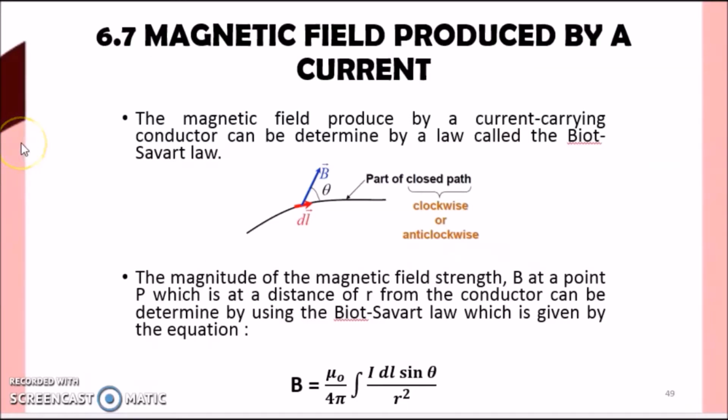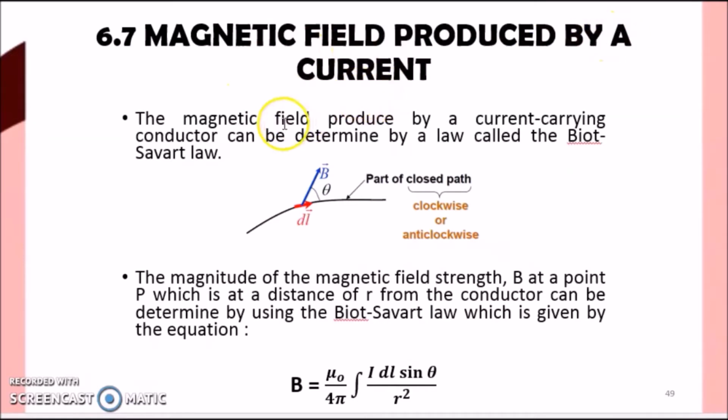6.7 magnetic field produced by a current. So as we know that, kalau yang first awal tu, kita pakai our right hand grip rule. Kita genggam wire, ikut arah current, our thumb ikut arah current, then there will be magnetic field produced around the wire. Same goes to this concept, magnetic field produced by a current.